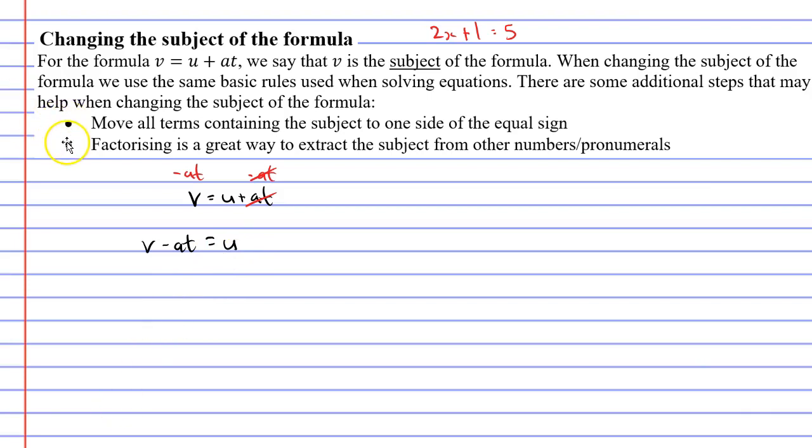Now, I've given a couple of pointers here as dot points. The first one just says move all terms containing the subject to one side of the equal sign, and that's what I just did. I wanted to make u the subject, and I kept that to one side of the equal sign and moved everything else to the other side. The second dot point mentions that factorizing is a great way to extract the subject from other numbers or pronumerals. And we'll talk about this in more detail as we get into the examples.